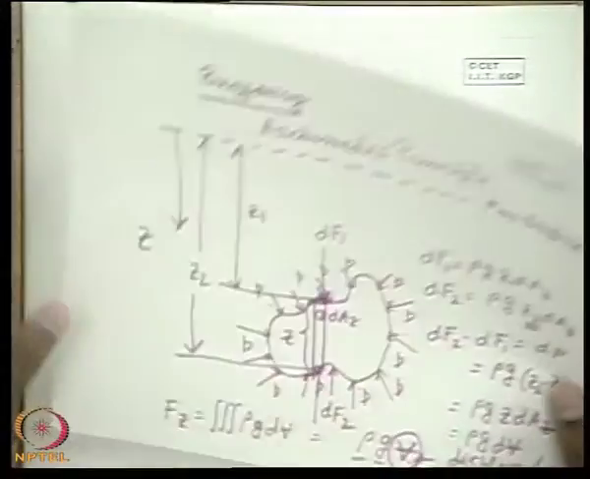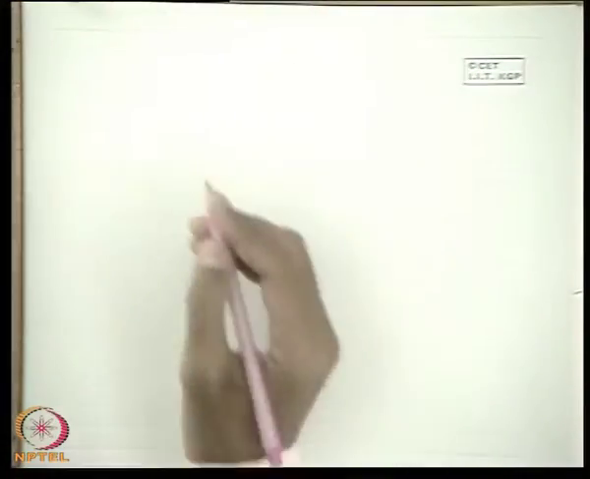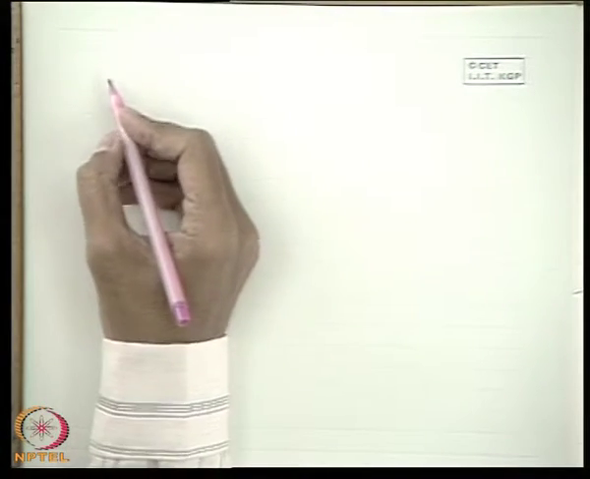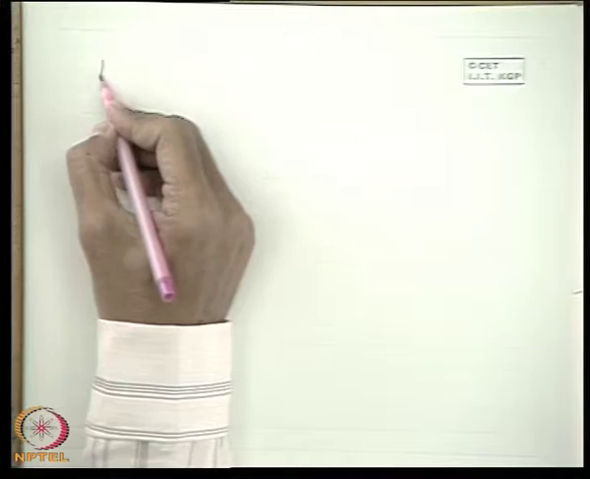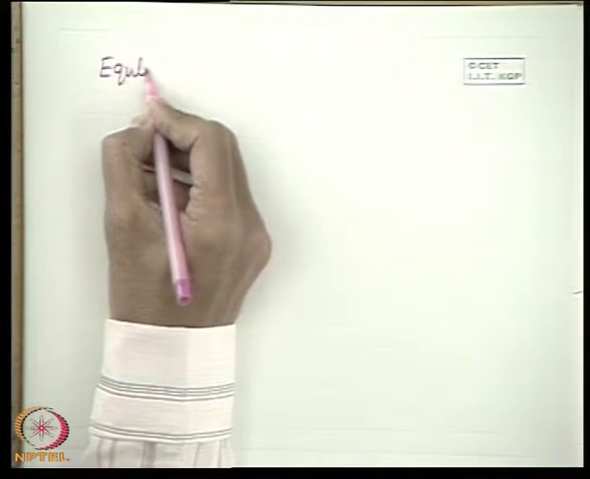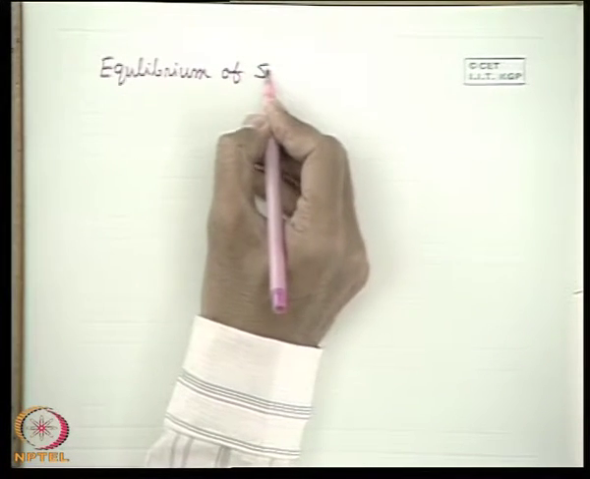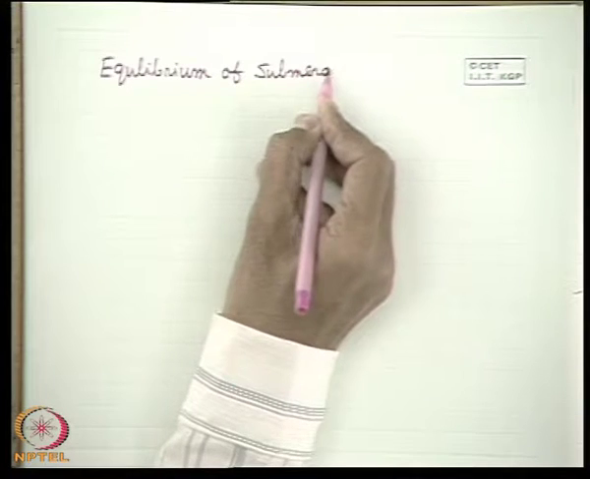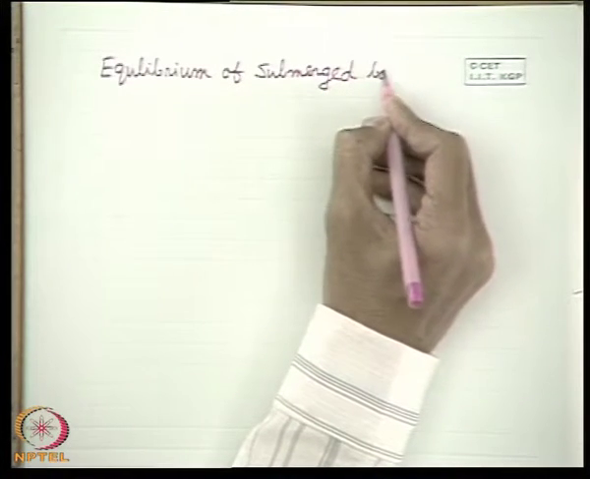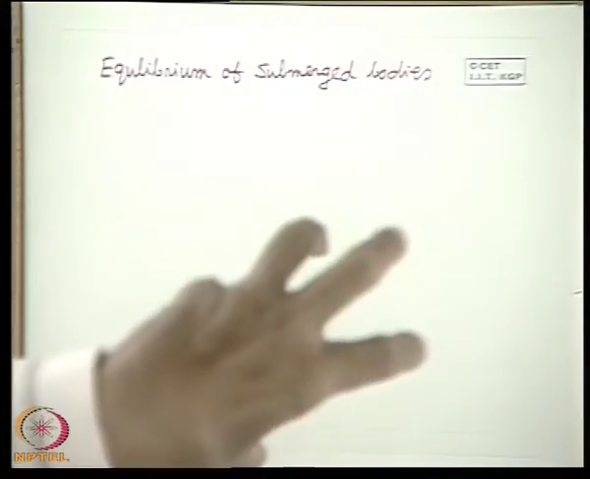Now we come to the equilibrium. Now we will discuss the floating equilibrium of submerged bodies. First we consider equilibrium of submerged bodies. If a body is submerged in a liquid, we see a vertical upward force, that is the buoyancy force, whose magnitude is the total weight of the fluid whose volume is equal to the volume of the solid, acting upward.